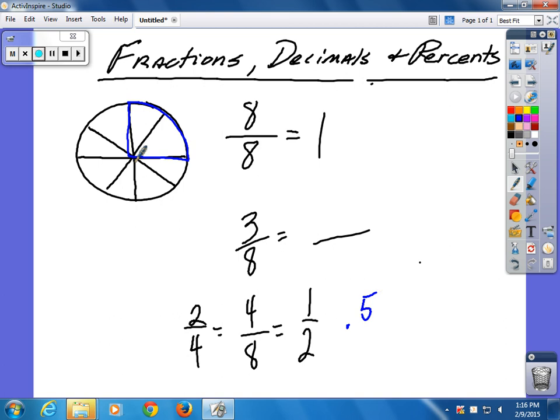Here's your 2 out of 4 right here. Here's your 2. So the blue is 2 out of 4. But 2 out of 4 also represents 4 out of 8. It represents the same thing. And that's where a lot of people will say, well, I don't understand how you get 2/4 is equal to 4/8. Well, that's how. 1, 2, 3, 4.